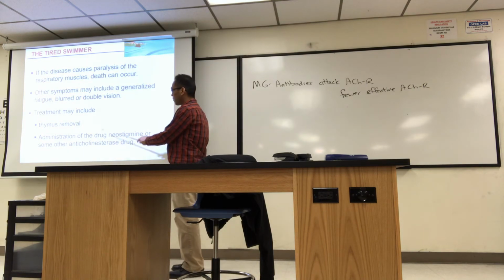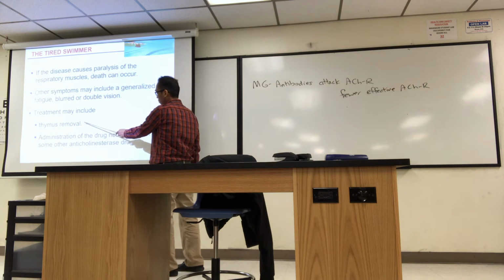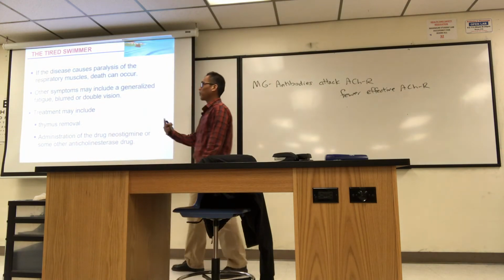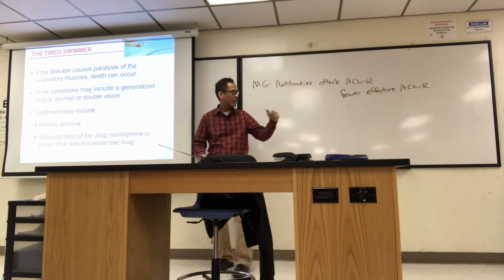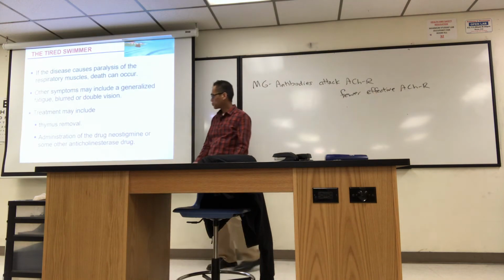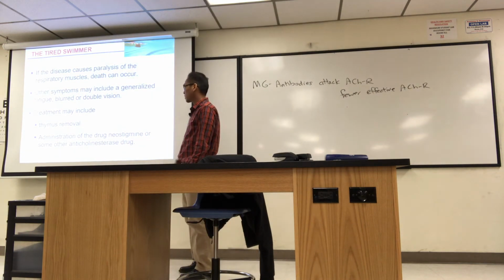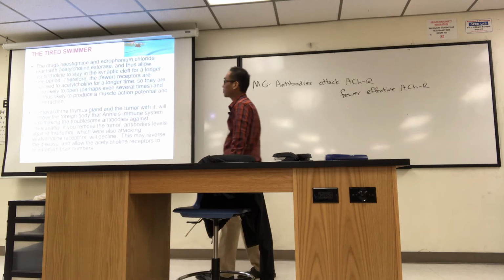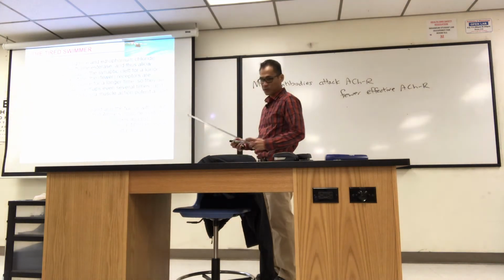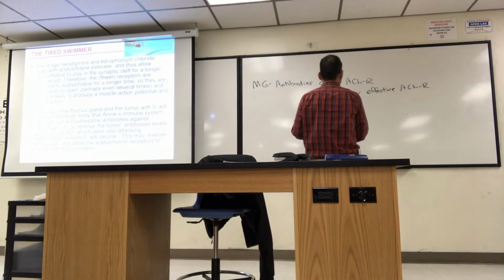Treatment may include thymus removal. They're thinking that that removes the thing that your immune system is making antibodies against. So maybe that will decrease the antibody production that's attacking your AChR. There are also drugs like neostigmine or some other acetylcholinesterase drug. So what these drugs do, let me give an example here.